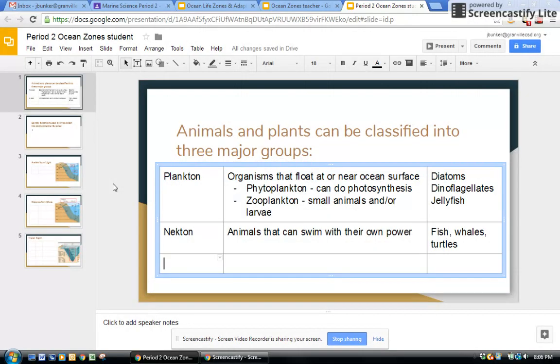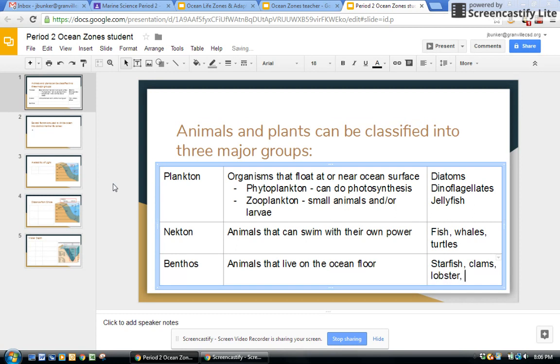And then the last group is called benthos, and these are organisms that live on the ocean floor. So animals that live on the ocean floor, such as starfish, clams, lobster, coral. These would all be considered benthic organisms, which is a variation of the word benthos.